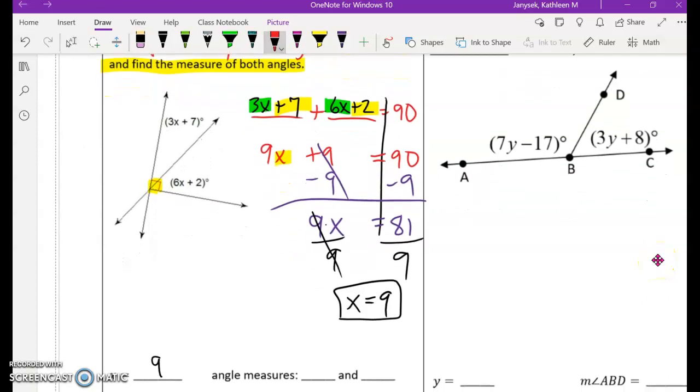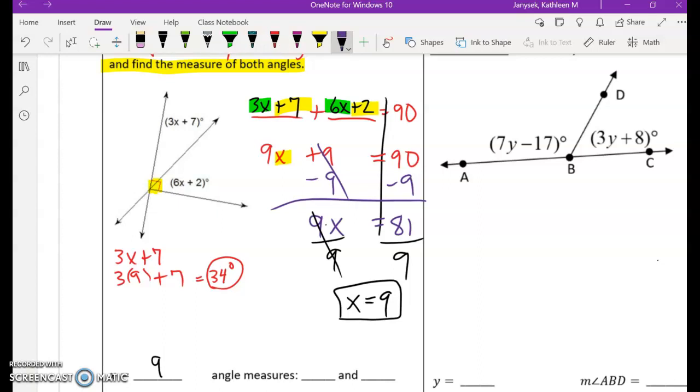So I'm going to do that first angle first. The first angle is 3x plus 7. So I'm going to replace the x with, oops, sorry, I miswrote that. 3x plus 7. And instead of x, we put parentheses, and we're going to plug in 9, because we know that x is 9 now. And 3 times 9 is 27, plus 7 is 34 degrees. That's one of the angles.